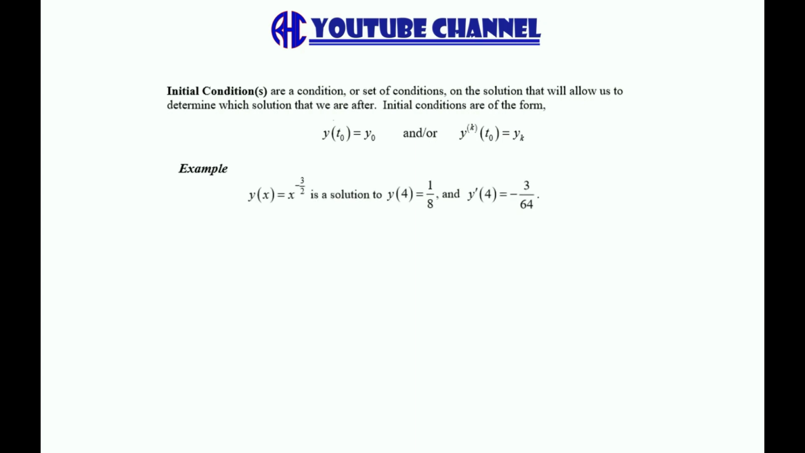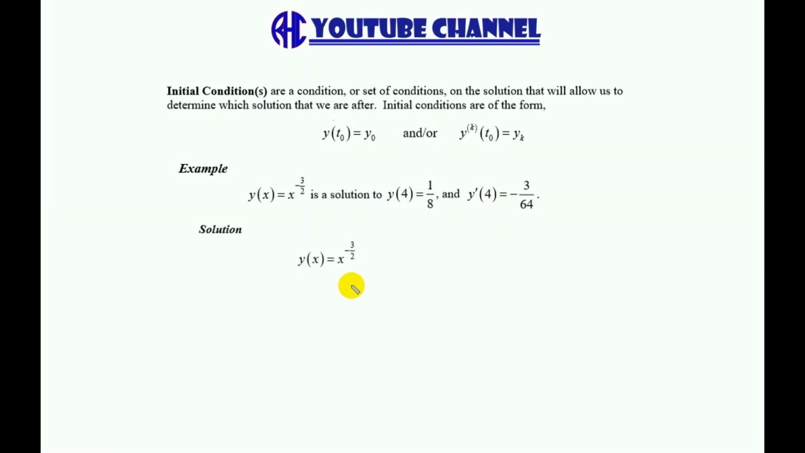Okay. Show that the function of x is equals to x raised to negative 3 halves is a solution to this function. So kapag substitute natin yung 4 sa x, ito yung magiging resulta ng 1 over 8. Then, kapag i-derive natin ito sa first derivative, then substitute natin yung x sa 4, dapat yung magiging resulta is negative 3 over 64. So, yon. So, simulan natin yung solution. Okay. Ito yung function na to.